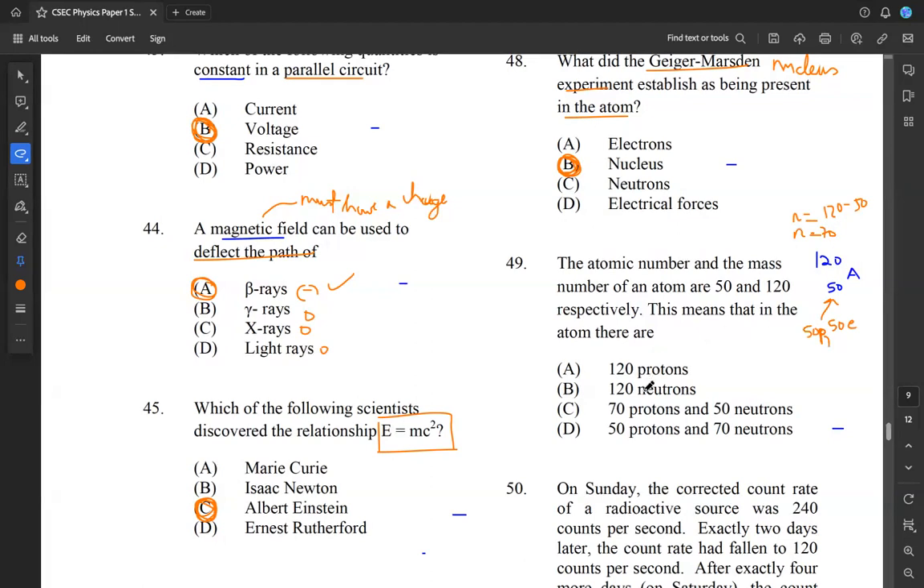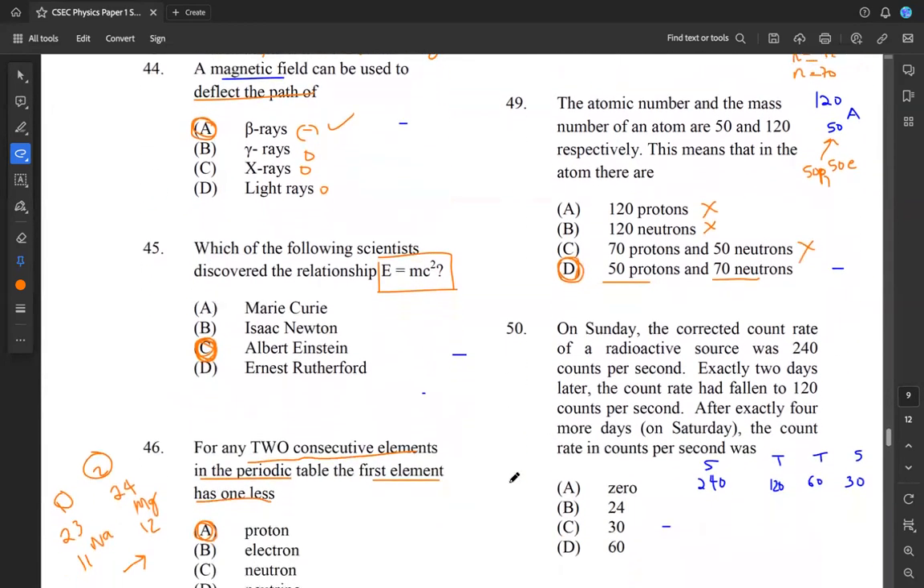So let's see what they're giving us as options here. 120 protons, no, that's not true. As we said, we're going to have 50 because this is the proton number. How many neutrons are we going to have? 70, we calculated that, so this is wrong. Do we have 70 protons and 50 neutrons? No, that's wrong. Do we have 50 protons and then 70 neutrons? Yes, so we have 50 protons and 70 neutrons, so our answer is D. Okay, so moving on to question 50.